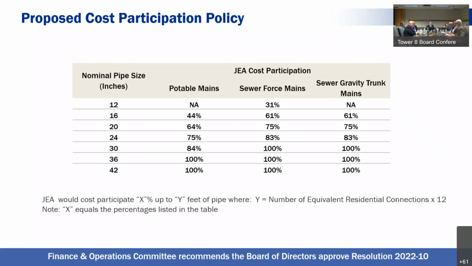So there's a formula on the bottom. But what that basically does is limits the length we participate based on the size of the subdivision. So if you have a very small subdivision, you get a smaller contribution. Basically, the more homes or more development you bring, the larger the contribution. So it's fairly straightforward and clear cut. So, that's it, short and sweet. We would like to ask for a motion to move this to the board for tomorrow.